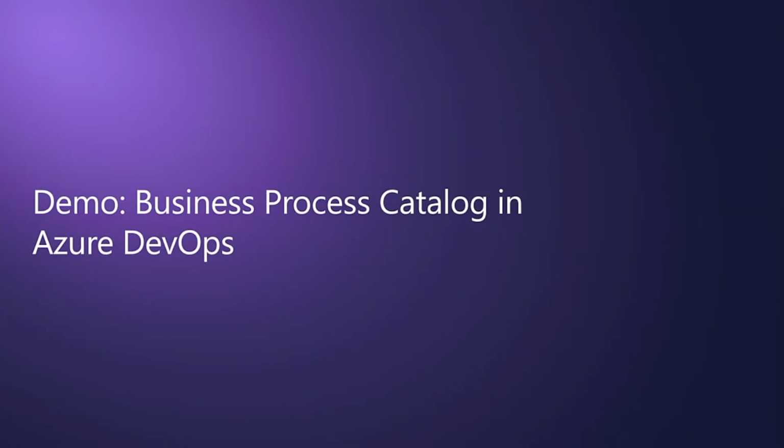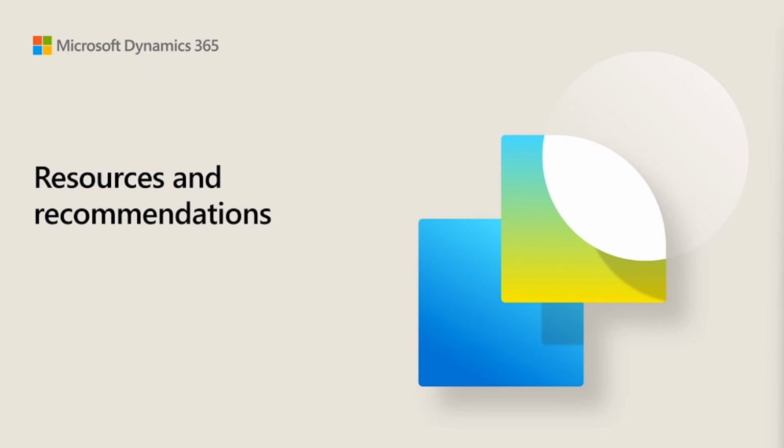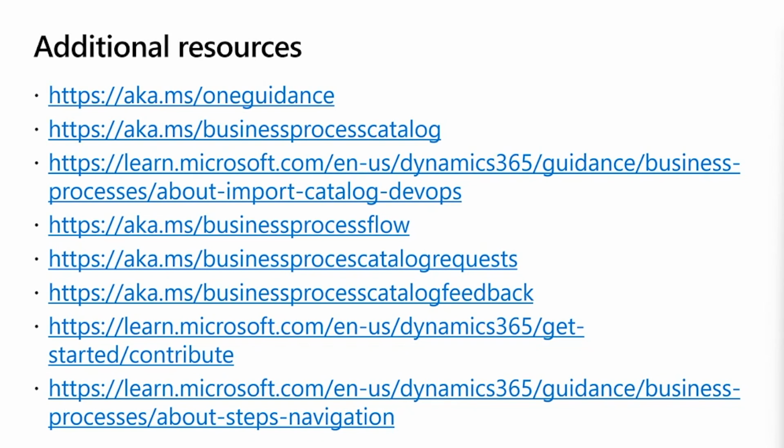So with that, that wraps up what we wanted to demonstrate and show for you today. We have compiled a list of resources that you can use to help you get started with the business process catalog, making requests, reporting errors, things like that. You can use this business process catalog requests.